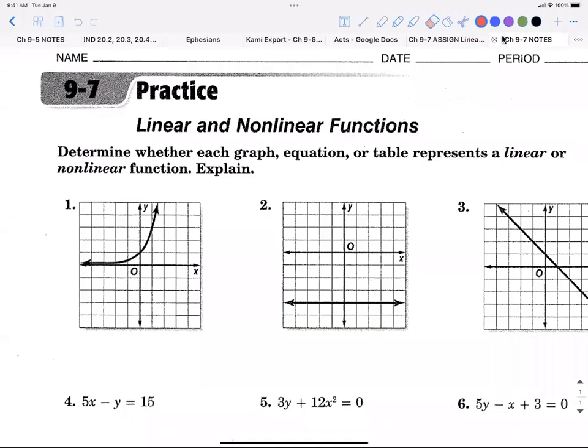All right, chapter 9-7, we are going to be talking about linear and nonlinear functions. And really what we're going to do is take what we already know about linear equations, and use that to decide if either a graph, an equation, or a table, those are all ways to deliver data, right? We're going to look at how to evaluate from a graph, from an equation, and from a table to determine whether or not our function is linear or nonlinear, okay?